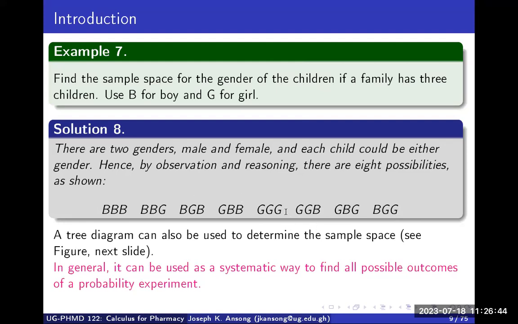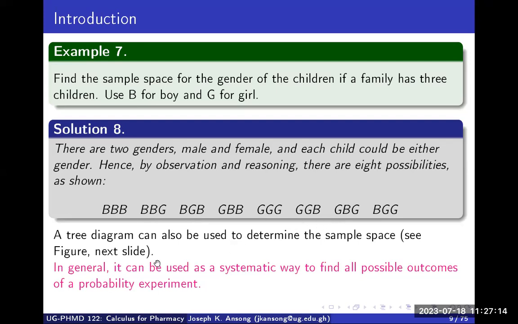Note that the order is important here. Even though we have 2 boys and a girl, 2 boys and a girl here, the order is different. Here, the first born is a boy, second born is a boy, third born a girl. Whereas here, the first born is a girl, second is a boy, the third is a boy. All of these combinations make up the sample space.